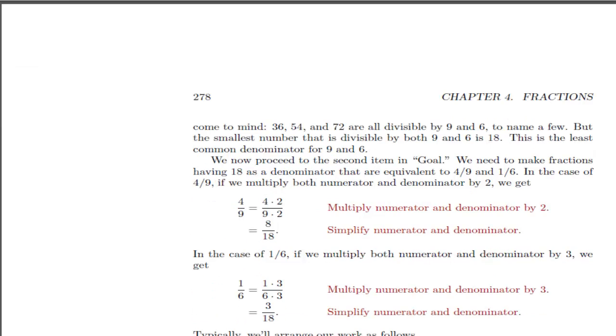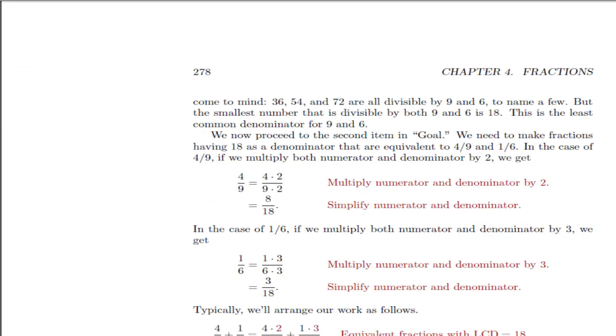We now proceed to the second item in the goal. We need to make fractions having 18 as a denominator that are equivalent to 4/9 and 1/6. In the case of 4/9, if we multiply both numerator and denominator by 2, we get in the numerator 4 times 2 is 8, and in the denominator 9 times 2 is 18. In the case of 1/6, if we multiply both numerator and denominator by 3, we get in the numerator 1 times 3 is 3, and the denominator 6 times 3 is 18, so 3/18.